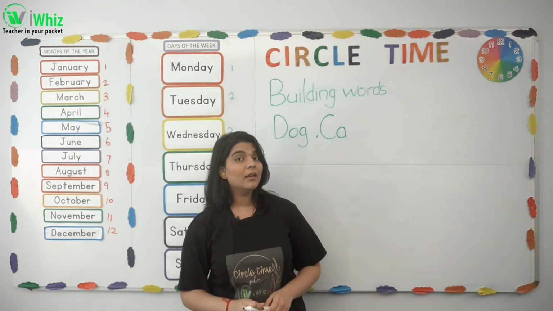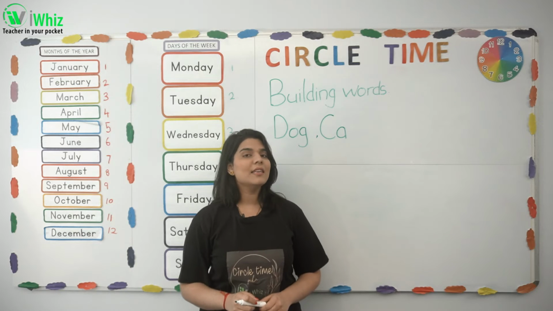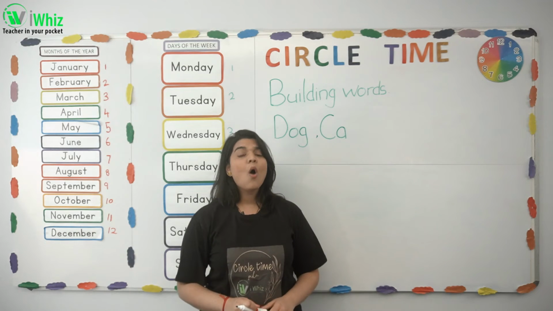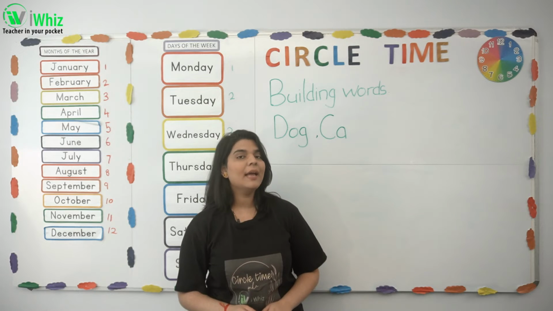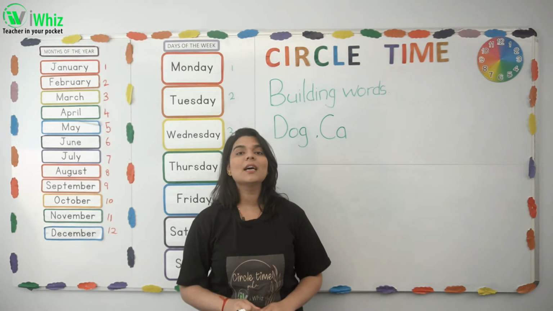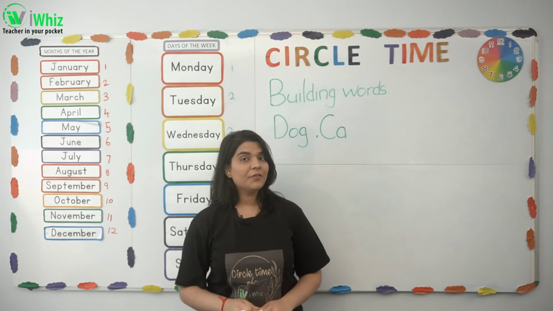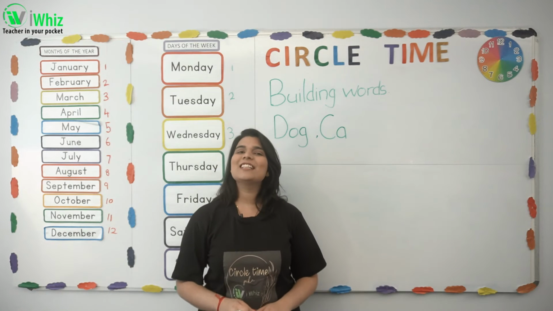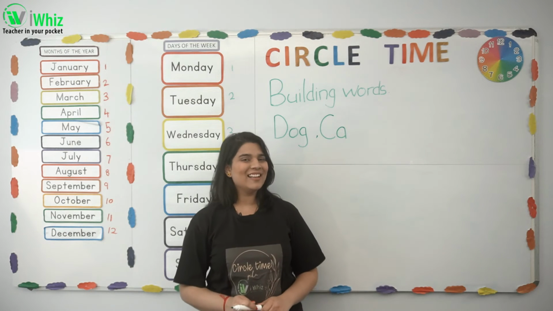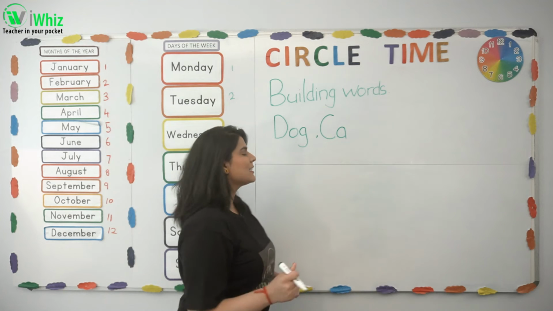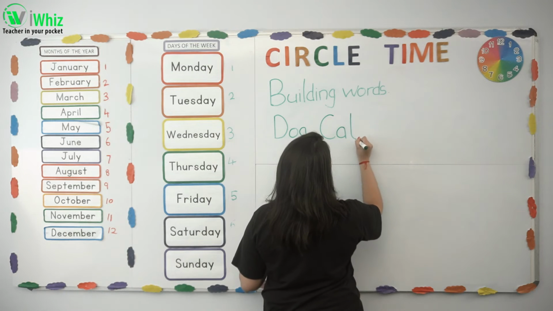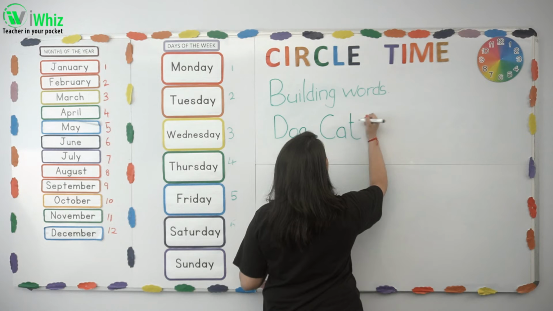We have K, we have A, and now we're missing T. What letter of the alphabet makes the sound T? Great job! Very well done. Letter T. So let's write down letter T.